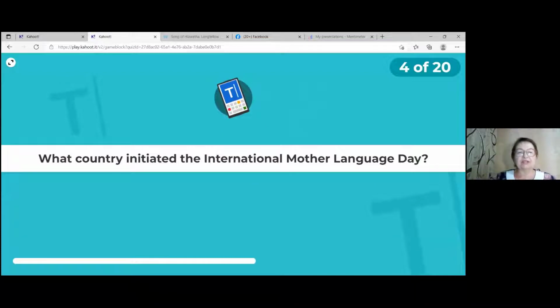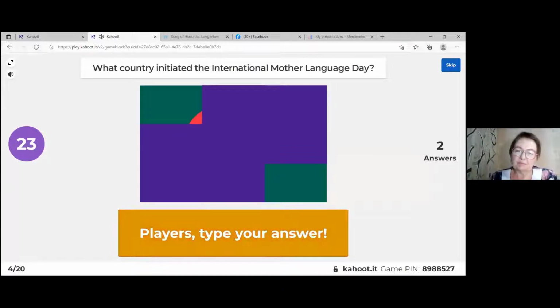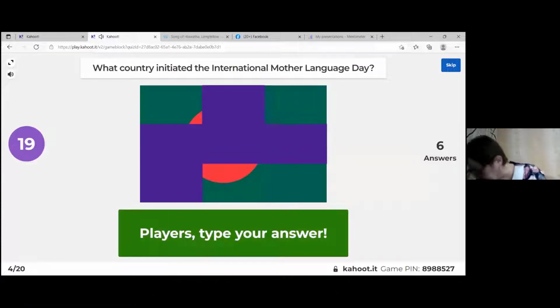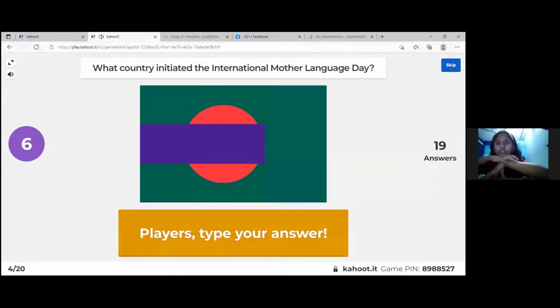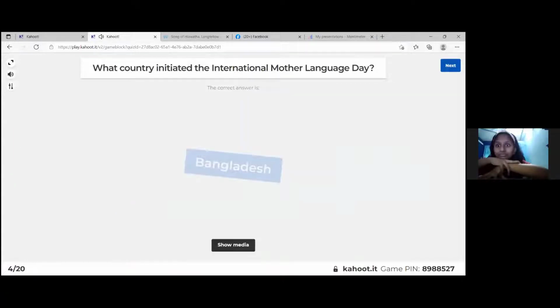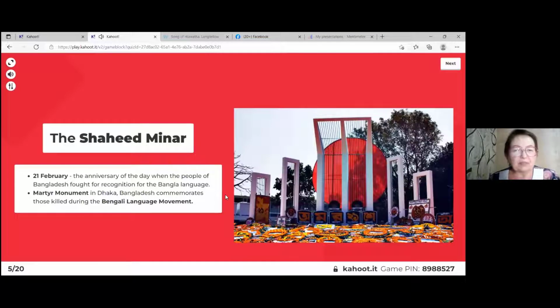So now, what country initiated International Mother Language Day? This is the flag of the country. Bangladesh, yes, nine of you guessed it right. In the capital of Bangladesh, Dhaka, you can see this monument called the Shahid Minar, or Martyr Monument, that commemorates the Bengali people who gave their lives during the Bengali language movement for the right to speak their mother tongue.